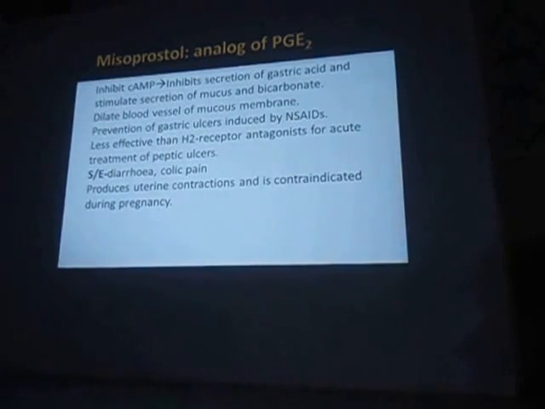So they are less effective than H2 antagonists because the production part is prevented, but HCl production is not decreased. So the drugs which decrease HCl production are more effective. They can cause diarrhea and colicky pain because of prostaglandin mediated increased intestinal motility, and in case of pregnancy, we need to avoid these drugs as they can cause uterine contraction.